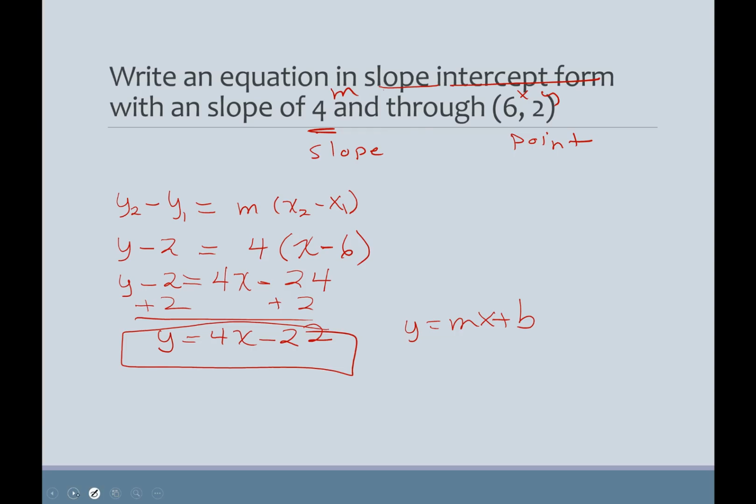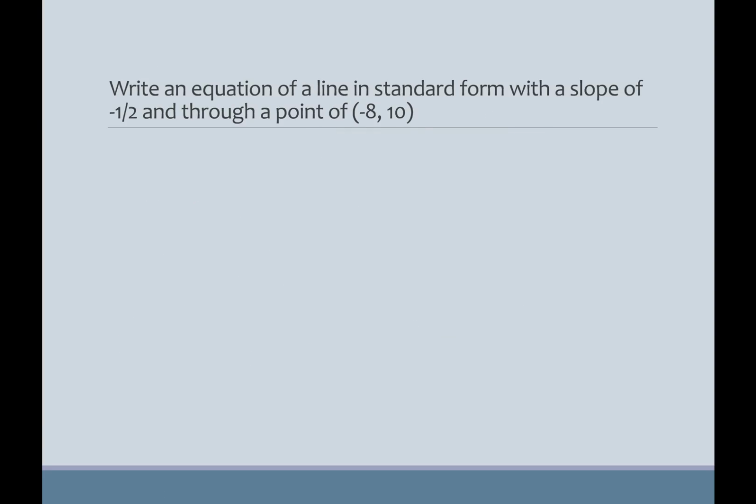Okay. Let's do another example. I want to write an equation of the line in standard form with a slope of negative 1/2 and through a point of (-8, 10). Standard form we can never directly substitute in. Remember, it's ax plus by equals c, where a, b, and c can't be fractions or decimals. In other words, they're integers. So I've got a slope of negative 1/2 and through the point (-8, 10), so point-slope form.